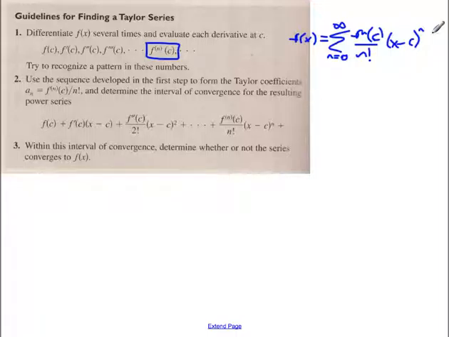Some of your problems, not all, make sure you read the directions. Most of them in the first week's assignments don't say this, but some of them then say determine the interval of convergence for that power series that results. And then some of them also say decide whether or not the series actually converges. So decide whether or not this side actually converges to be f of x.